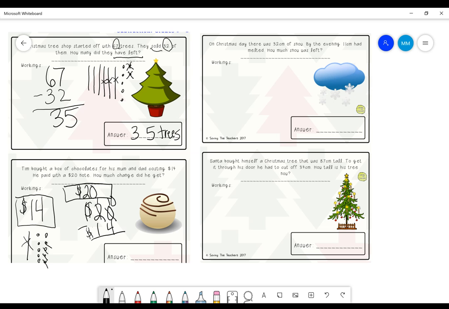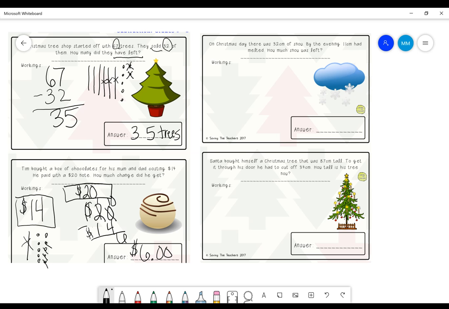How many 1s do I have left? I have 6 1s. So how much change did Tim get? He got $6. So that one was really tricky. We had to think about the vocabulary of that problem. All right, let's go on to the cloud with the snowflake.